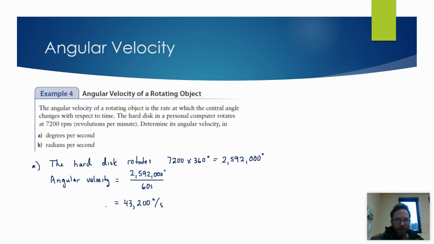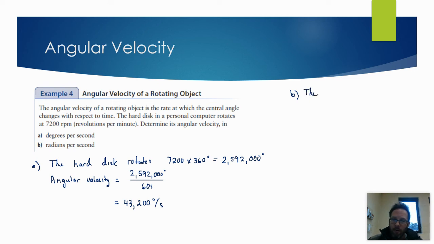Let's do B. I'm going to squeeze B in here in the same way. We could do B just by converting those degrees into radians, and I might show that as an alternative method in a second. But let's just repeat the process here for radians.